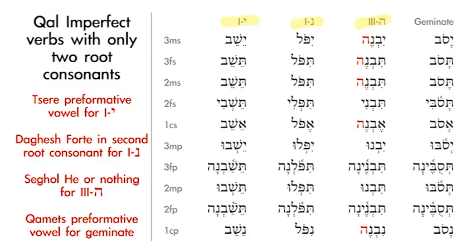Then, by process of elimination, you'll understand that there's no tsere preformative vowel, there's no dagesh forte in the remaining second root letter, therefore it must be third-he. So third-he, you identified those five forms that drop the he by a process of elimination. And with geminate verbs, you'll identify those verbs as having a qamets preformative vowel and then a dagesh forte in the geminate consonant with those forms that take an afformative. So in each weak verb class that drops a root letter, there's a distinctive feature in that class to help you understand which one to reconstruct.